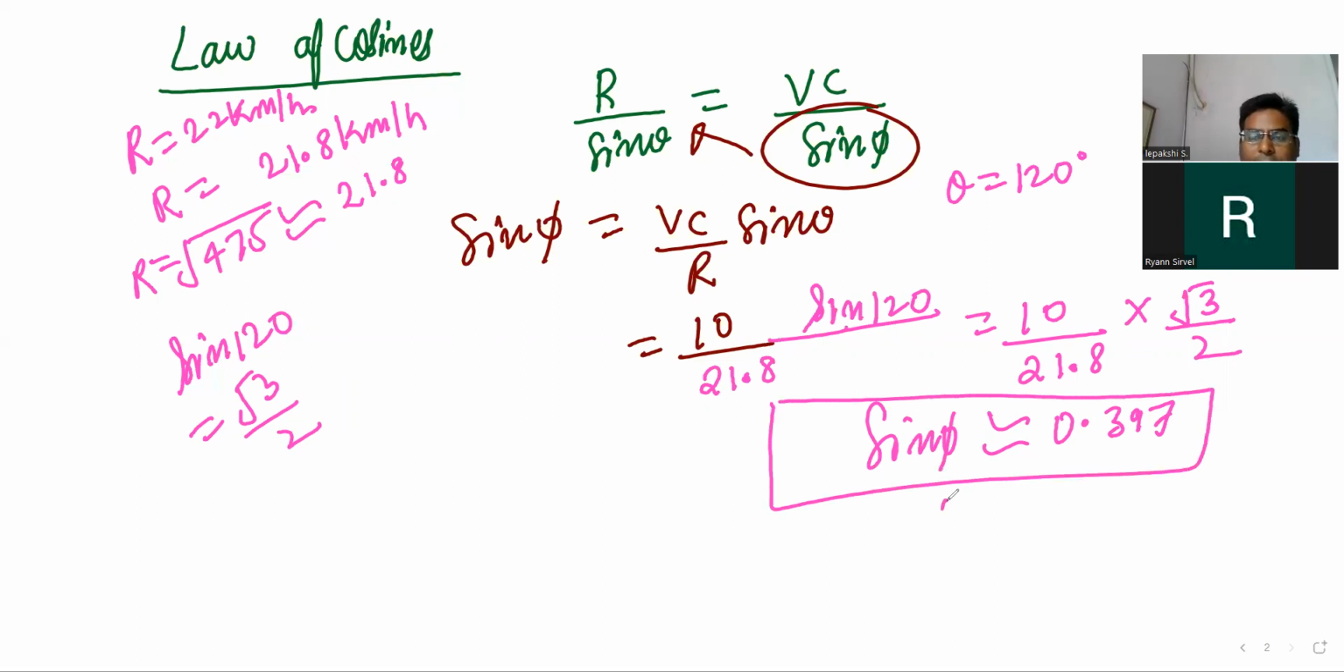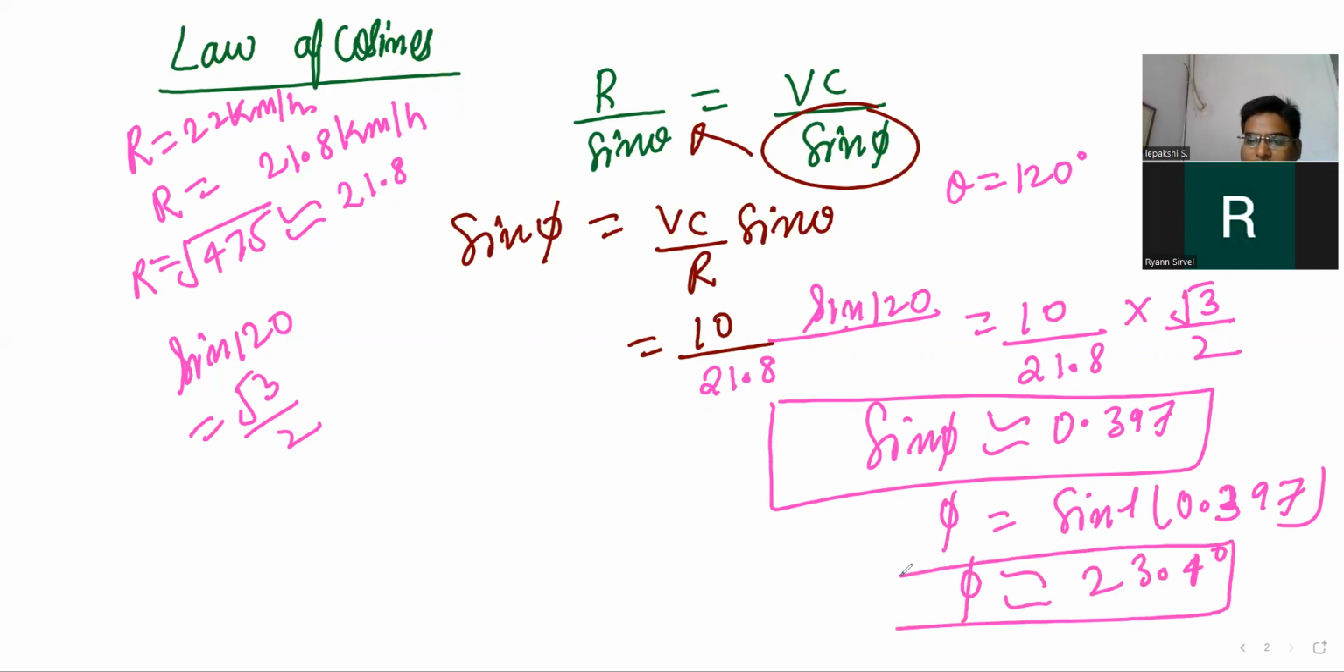So when we find phi, then it will be sine inverse of 0.397. So it will be equal to angle 23.4 degree. So this is the angle of phi. So please write it down.